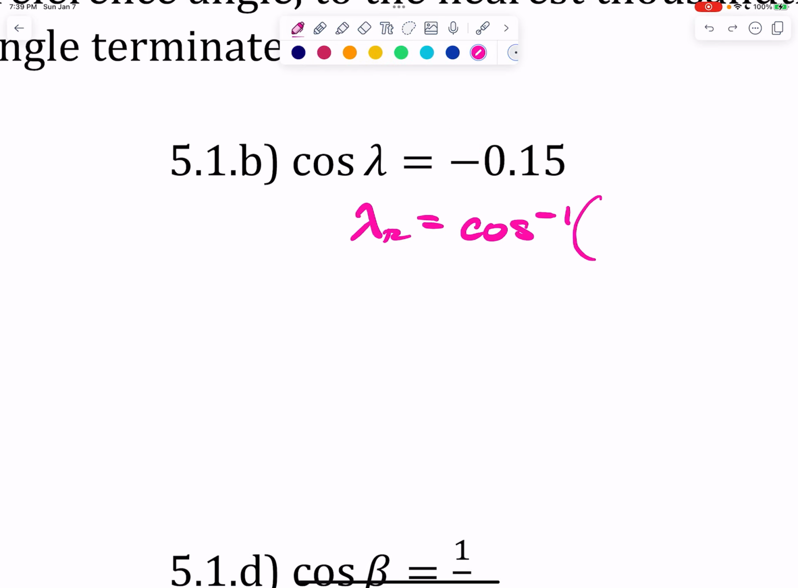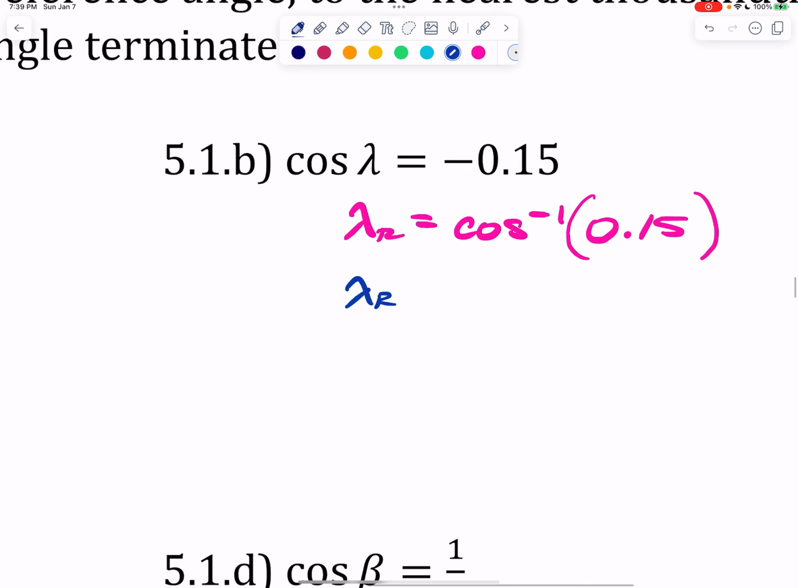So for this reference angle, we put in positive 0.15 in the inverse function. We get a result from the calculator. Let's make my R look like an R here. And according to the calculator, we get 81.373 degrees. So make sure you can get that exact same value. You can follow these steps.